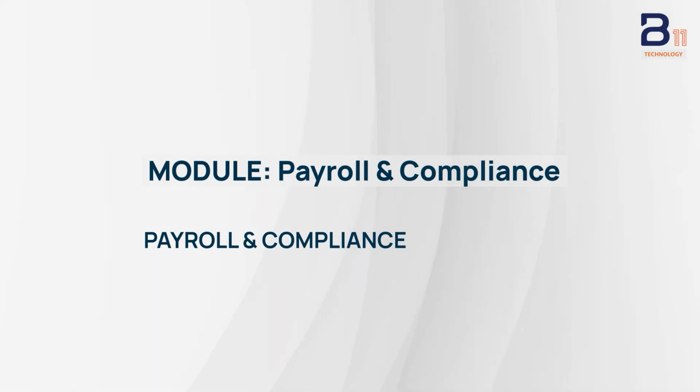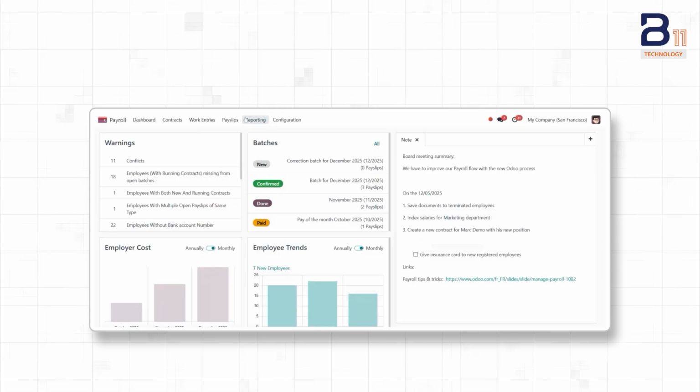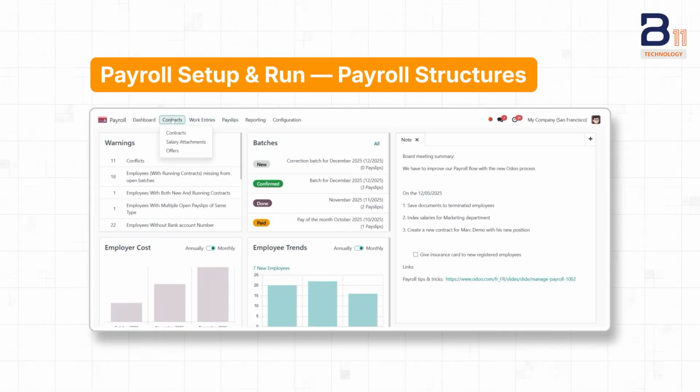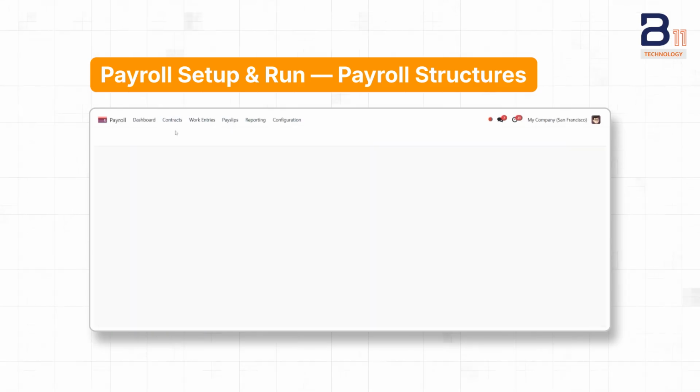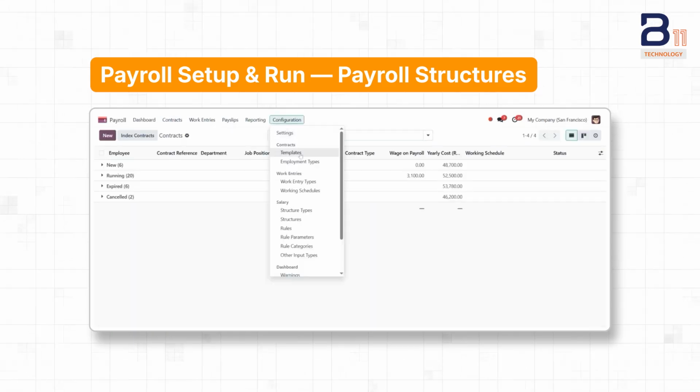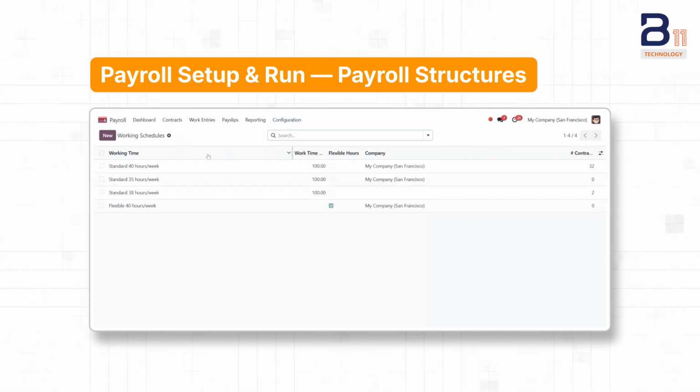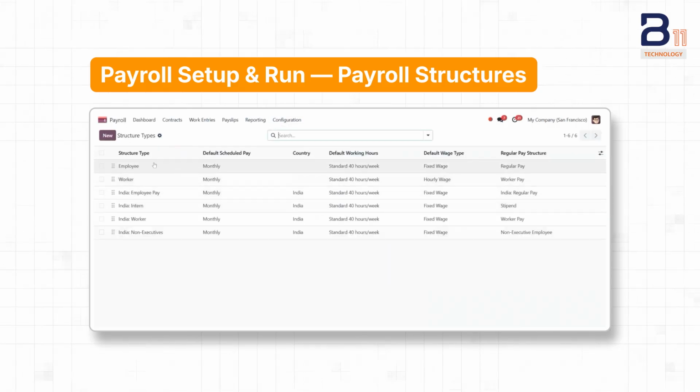Yeah, so within payroll, how it is set up and how it works. First, we can set what all the contracts are. Within the configurations you have, in a similar way, employee types, what all work entries there should be, your working schedules, number of working times, so that the system can calculate it, and what the structure types are, like employee, worker, Indian employee. If there's a different state of an employee, you can also configure that.